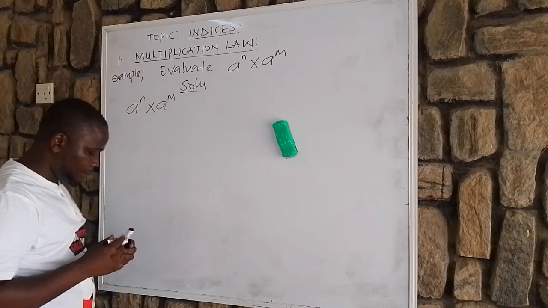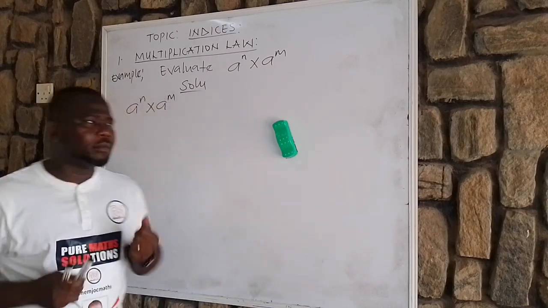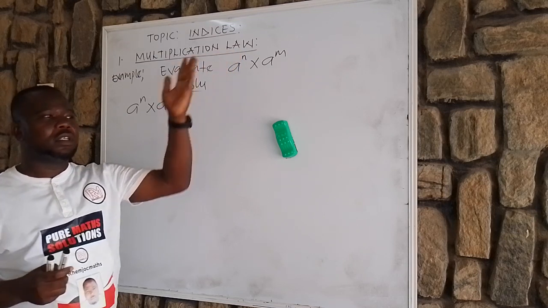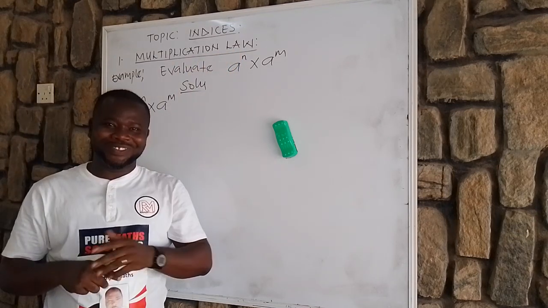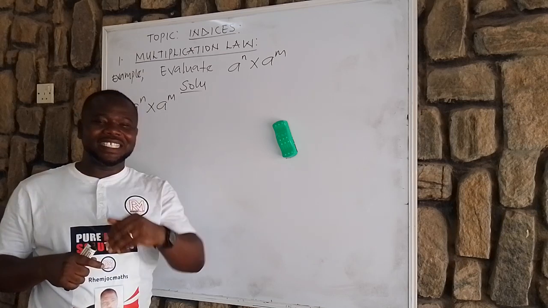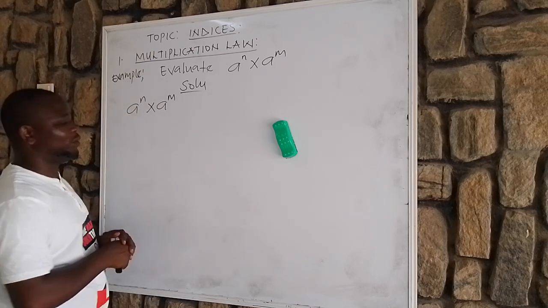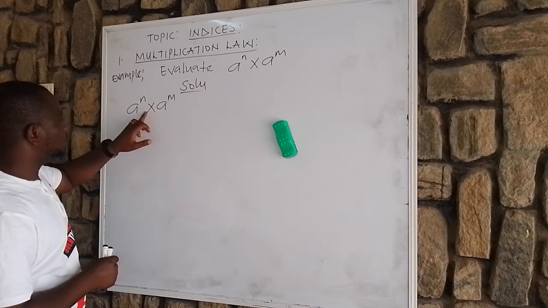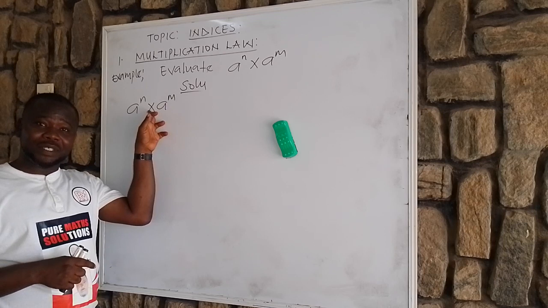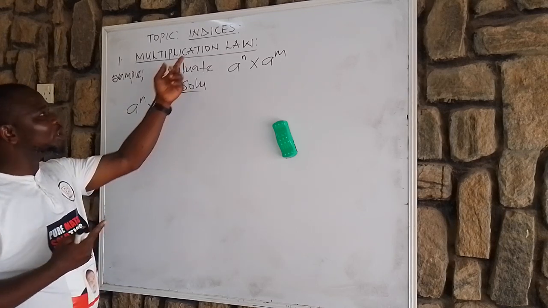We are talking about multiplication law, true of us. How will you know that this problem is multiplication? You don't need a prophet to tell you. What is the operation here? The operation here is times, which is what? Multiplication. So you must make use of this law.